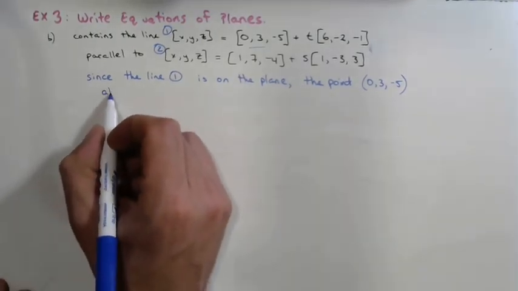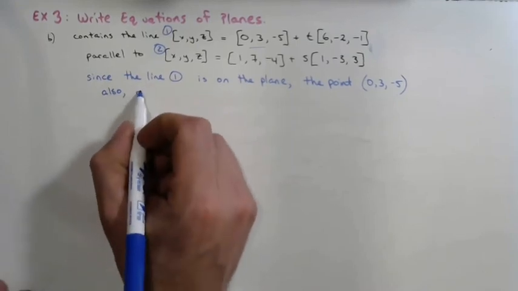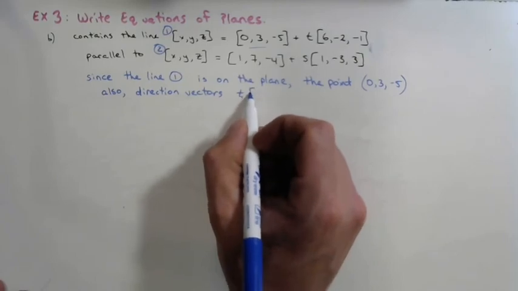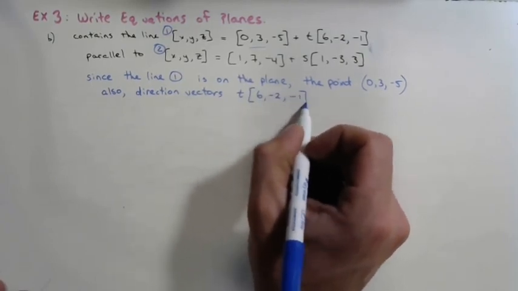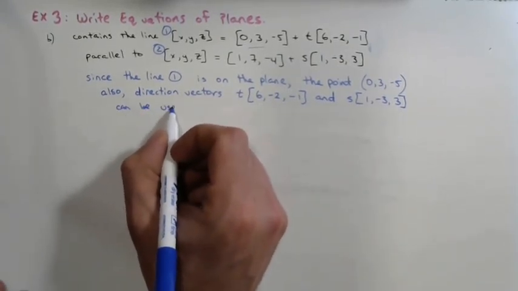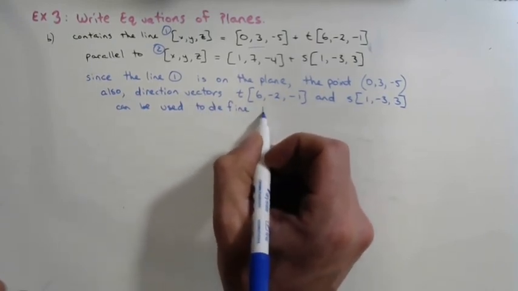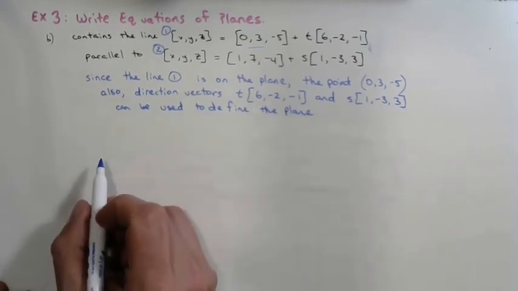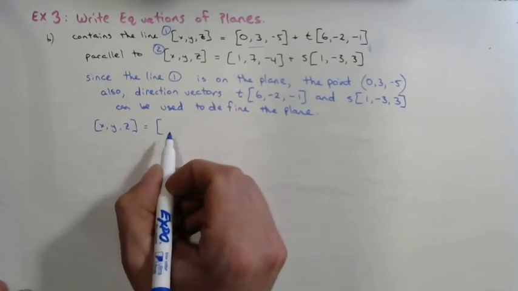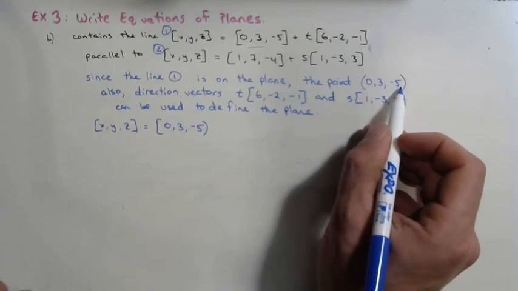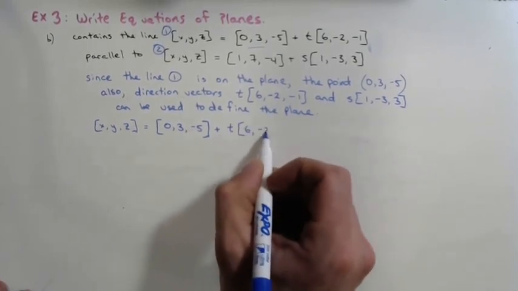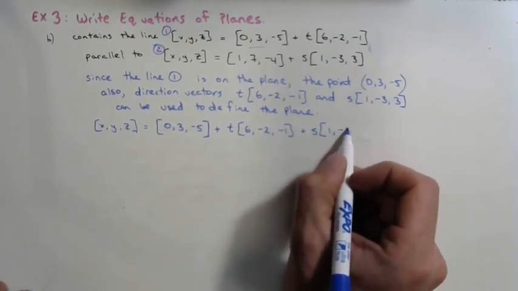So also, direction vectors, some multiple of (6, -2, -1) and some multiple of (1, -3, 3), can be used to define the plane. So we're pretty much done with this one then. The vector equation is going to be (x, y, z), defined by the position vector (0, 3, -5), because the point (0, 3, -5) is on the plane, and then we're going to head in these two directions, some multiple of (6, -2, -1), and some multiple of (1, -3, 3).